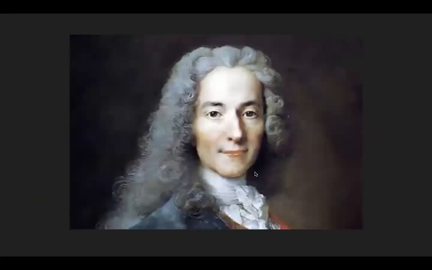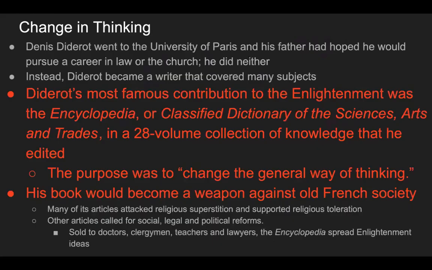There's Voltaire, a young Voltaire. All right, change in thinking. So Denis Diderot went to the University of Paris, and his father had hoped he would pursue a career in law or the church, and he did neither. Instead, Diderot became a writer that covered many subjects.